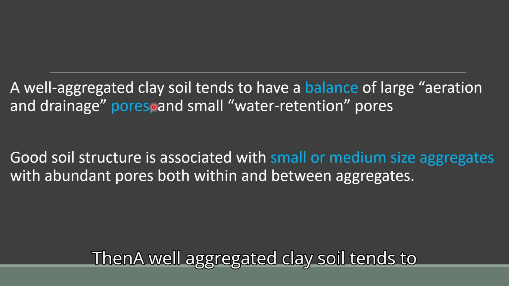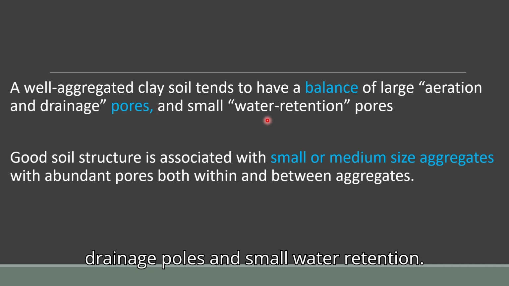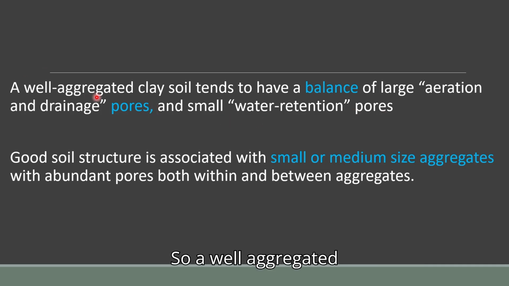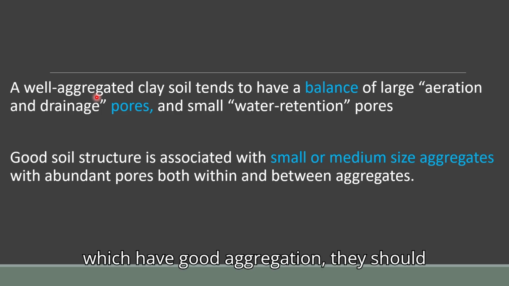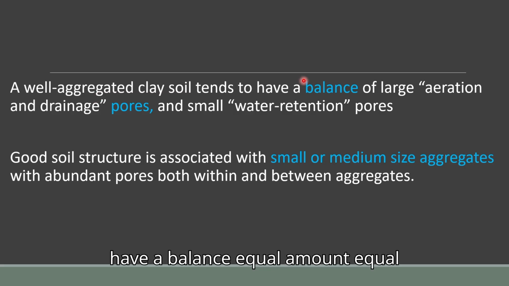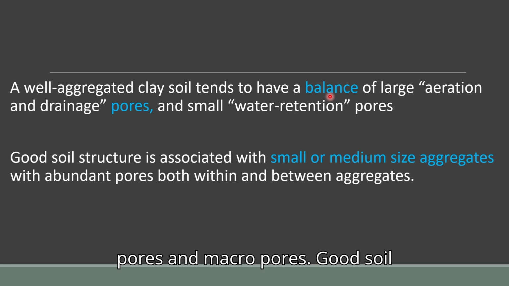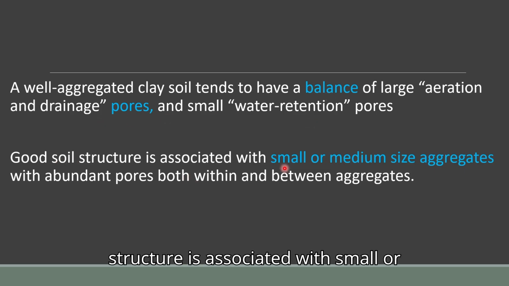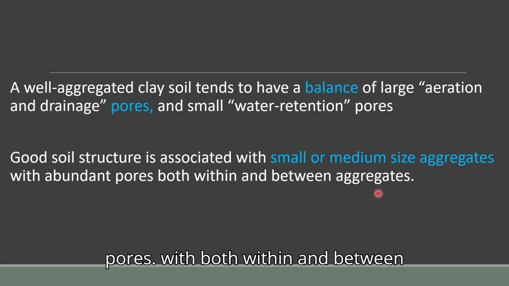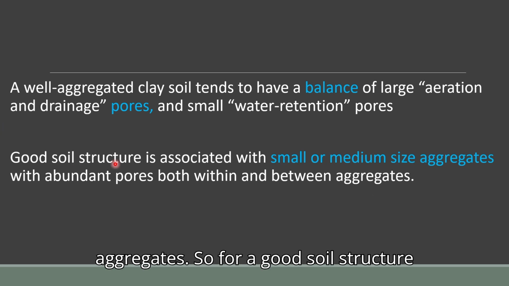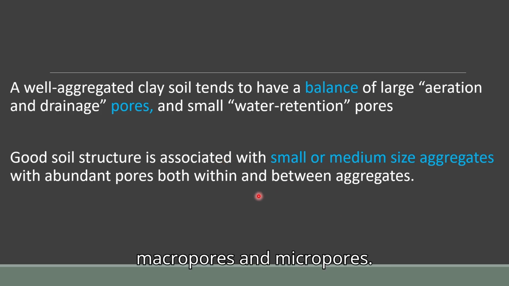Then, a well-aggregated clay soil tends to have a balance of large aeration and drainage pores and small water retention pores. So, a well-aggregated soil, which has good aggregation, should have a balanced, equal proportion of micropores and macropores. Good soil structure is associated with small or medium-sized aggregates with abundant pores, both within and between aggregates. So, for a good soil structure, there should be a balanced amount of macropores and micropores.